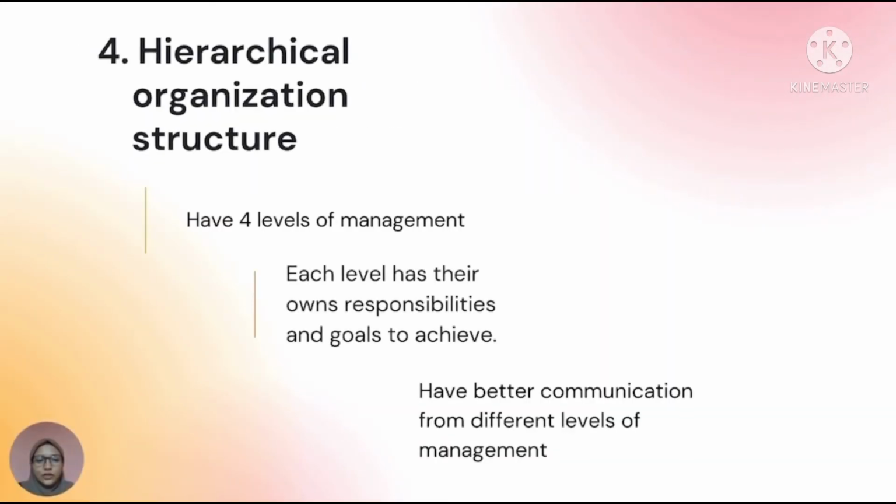And the last one is hierarchical organization structure. It actually has four levels of management. It begins with the top manager, followed by the middle manager, the first line manager, and the last level is the team leader. Each level has its own responsibility and goals to achieve. At the same time, by having a hierarchical organization structure, there might be better communication between different levels of management. For example, if we work within a group or team in a company, we would know to whom we are supposed to submit our given task.